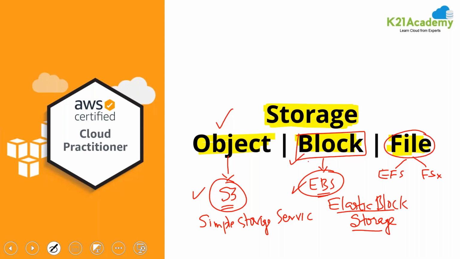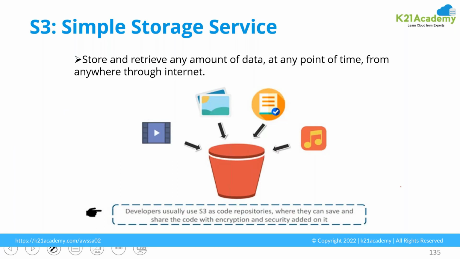Similarly, if we want to have a file server, a shared file server for multiple users, there are two services available with Amazon. One is EFS, which is Elastic File System, which is specifically for the Linux machines, and we have FSx, which is there for the Windows machine. So these are the various file services which are available with Amazon. Apart from this, in storage, we also have storage gateway. So we'll come on to it later.